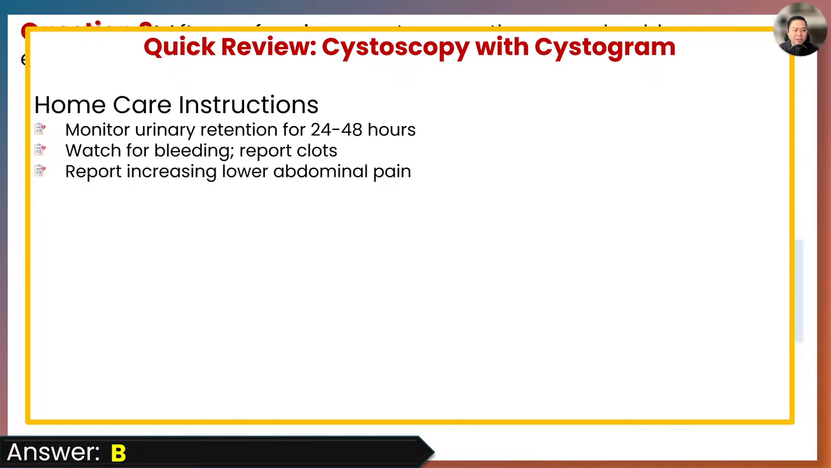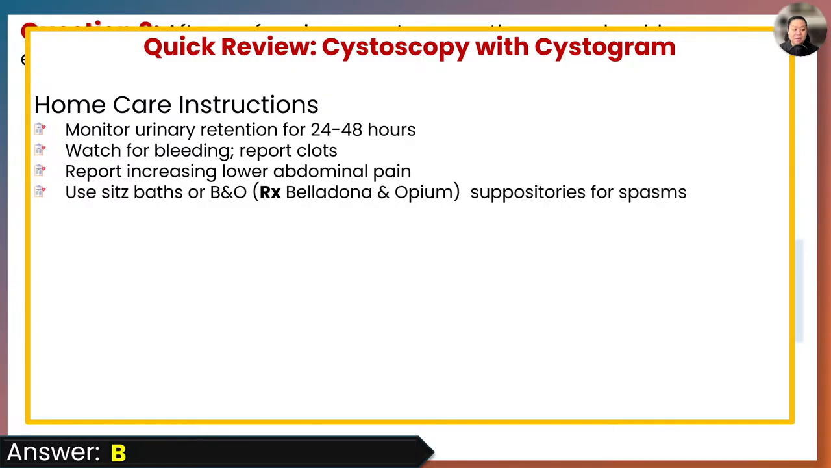If there are any reports of abdominal pain, lower abdominal pain, and it's increasing, this is something that they need to communicate right away to the healthcare provider. And also to encourage the use of sitz baths, and also the use of the B&O.